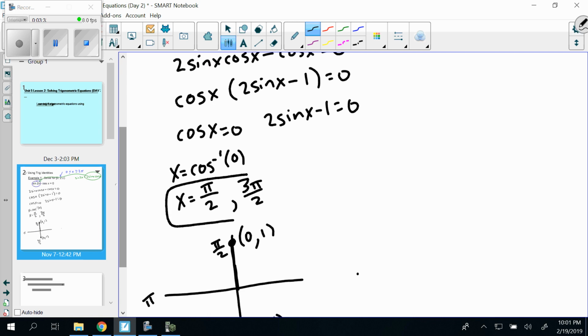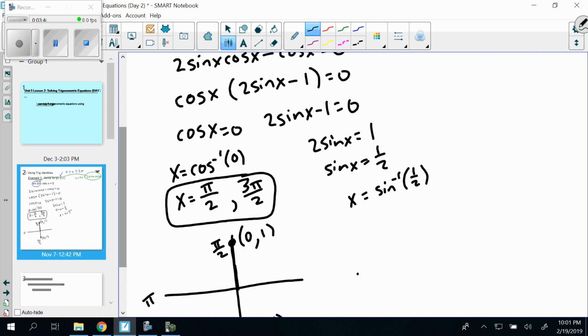These are both solutions. But now we also got to solve this one out. What do we get from the other one? So let's add 1. Divide by 2 like we did yesterday. We get 1/2. Let's do inverse sine of 1/2 to get the first answer. And if you go on your calculator and do that, you are going to get pi over 6. Okay, now you got to find that second one.